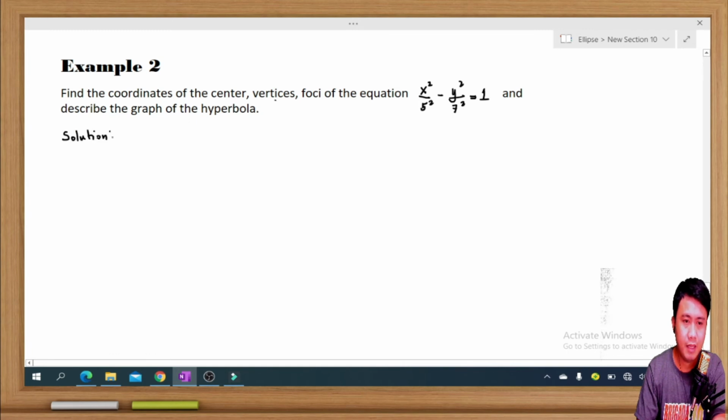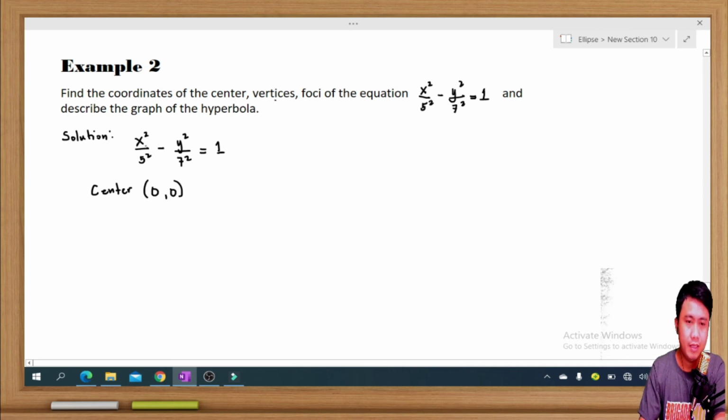Parang sa ellipse, ang pinakaunang tinitignan natin ay, of course, yung center. Diba? Kasi kung i-graph natin yung ating hyperbola, doon tayo mag-start sa center. So, ano ang center niya? Of course, ang center po natin ng ating hyperbola ay 0, 0. Center siya sa origin. Why? Kasi wala tayong H and K.